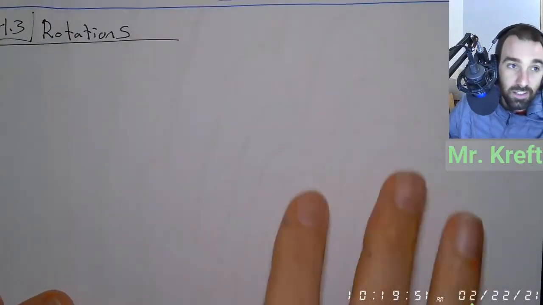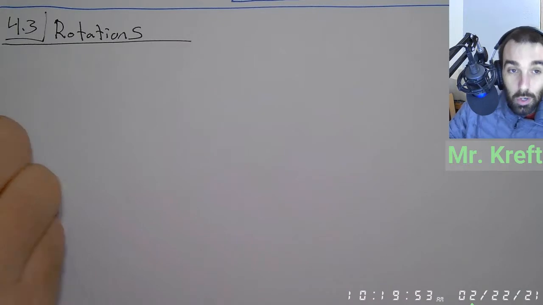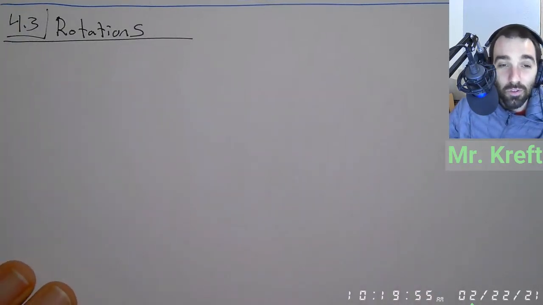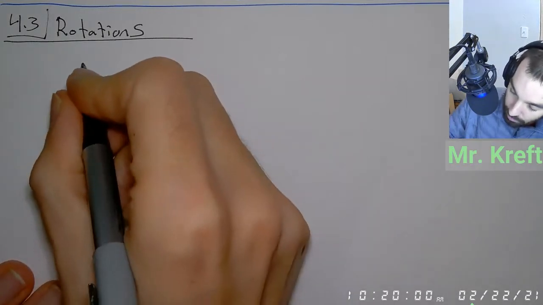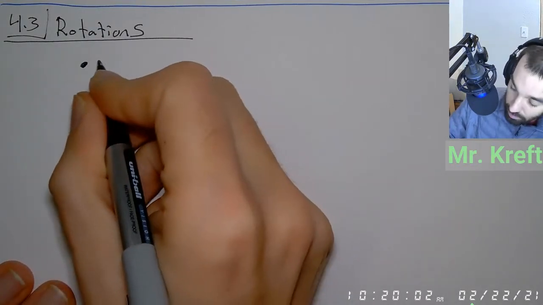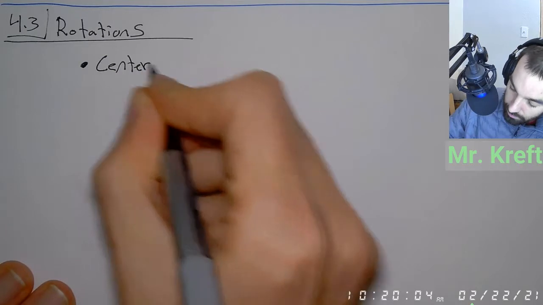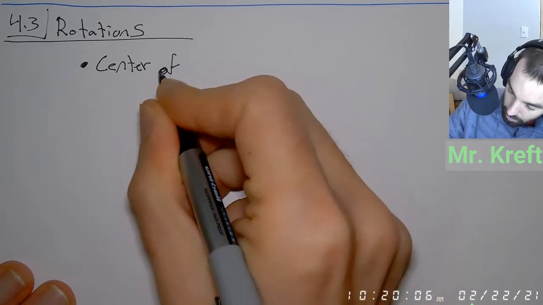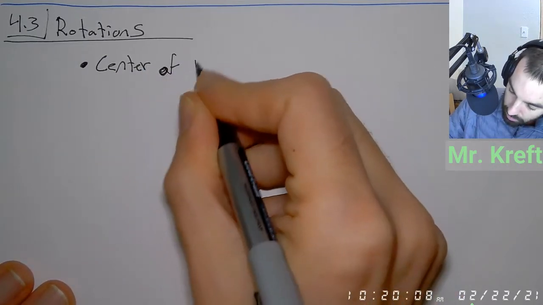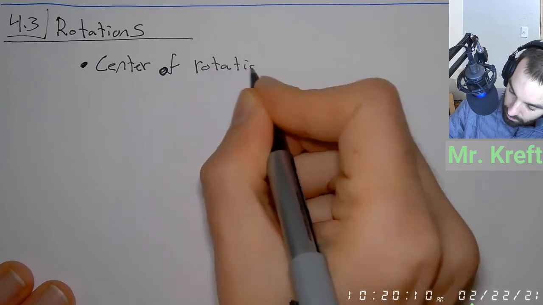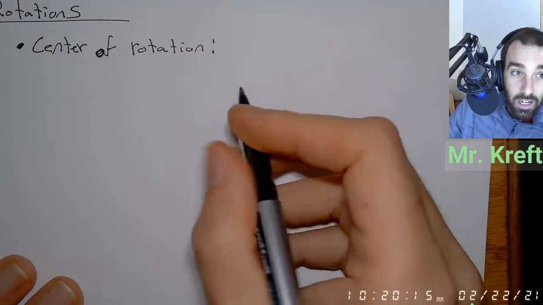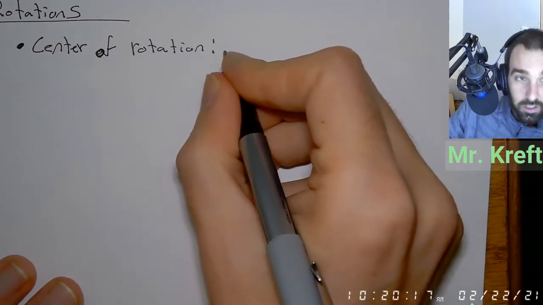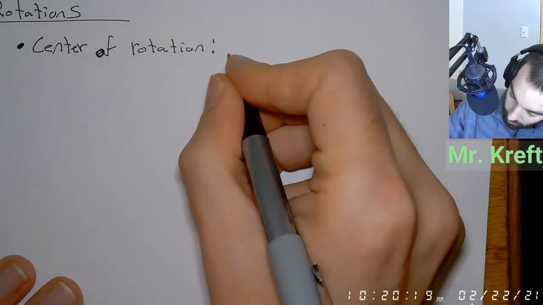So for our class, we're going to simplify things. We're not going to look at all rotations. We're just going to look at rotations that are basic so that we have a good introduction. Okay, so the first one is going to be the center of rotation. The center of rotation is what you're rotating about. So for us, all of our rotations are going to be about the origin.